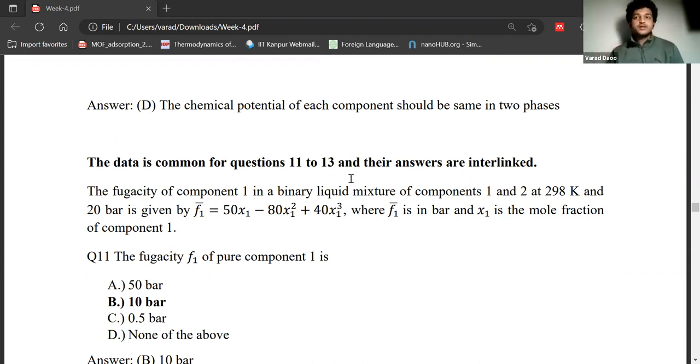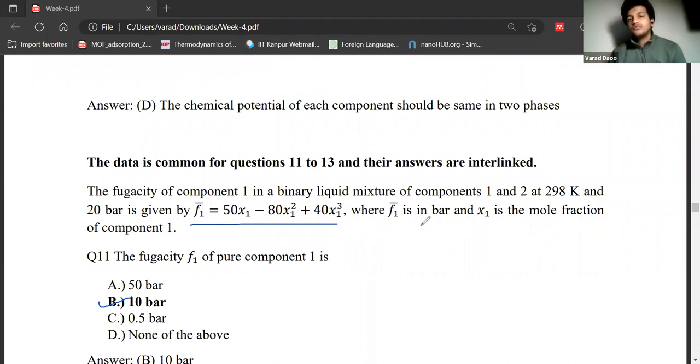So anybody got it? The correct answer is option B, 10 bar. Anybody got it? I'll start with the solution. So what we are given is F1 bar, the partial molar fugacity of component 1 in a binary solution.